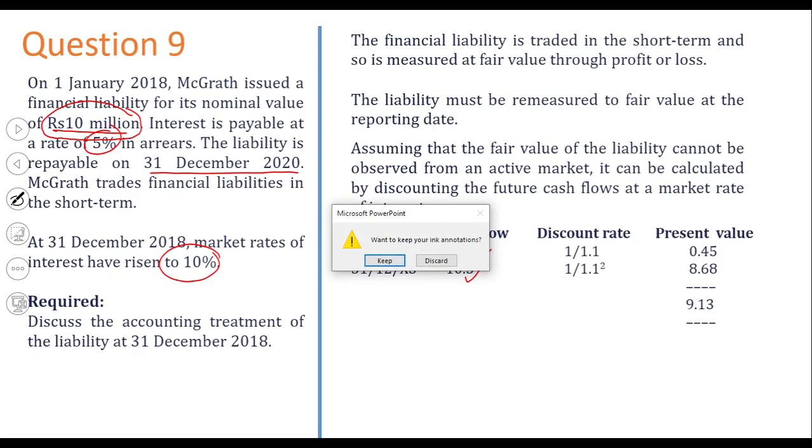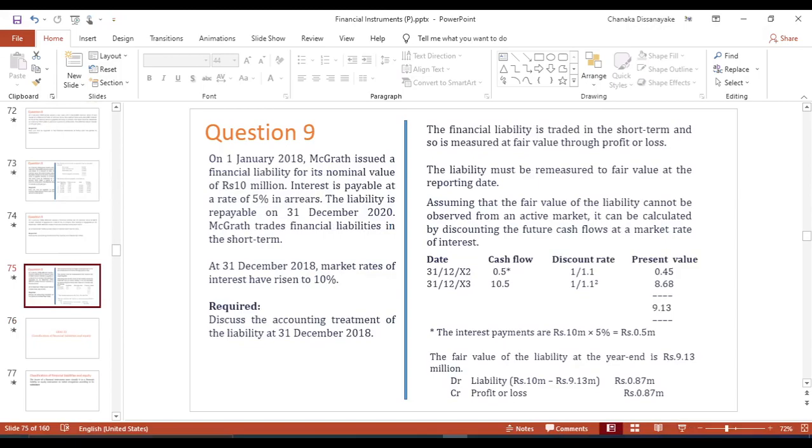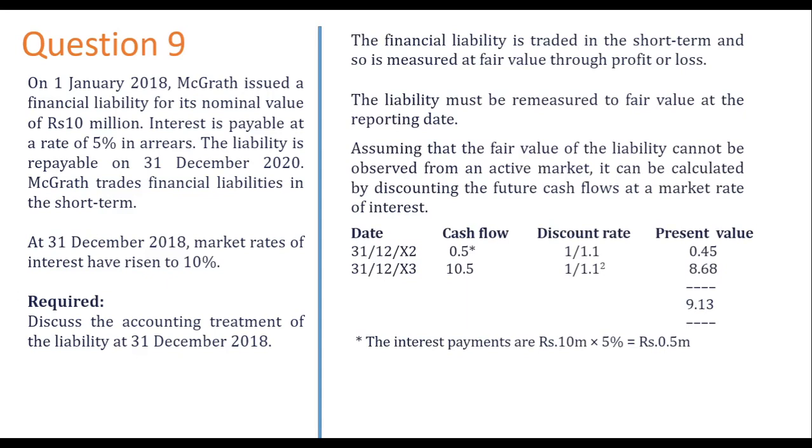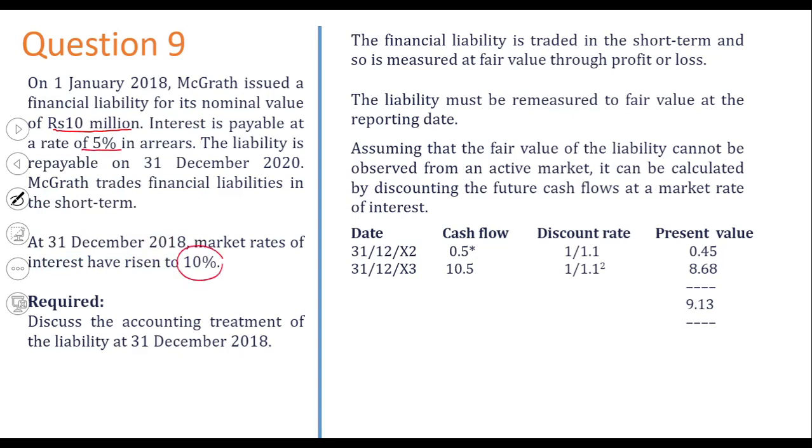So, you need to get the present value of these cash flows. That will be 9.13, because they have given this loan of 10 million, they are paying interest of 5%, but at market rate it will be 10%. So what you did, you got the present value of these cash flows. If you trade that in the market, this should be the present value in the market because we are paying 5% where the market rate is somewhere around 10%.